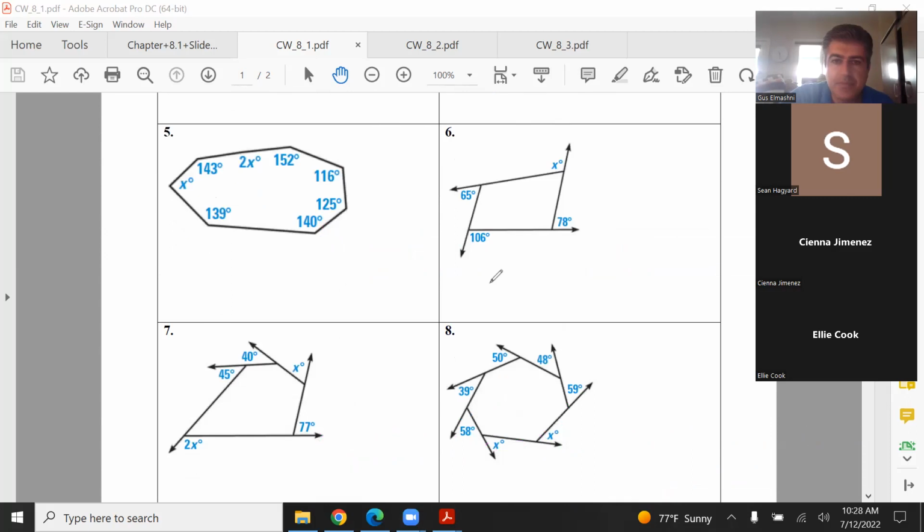Remember all the exterior angles add up to 360, regardless of the number of sides.